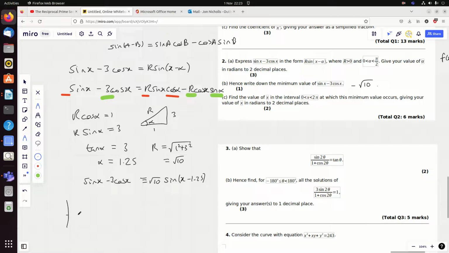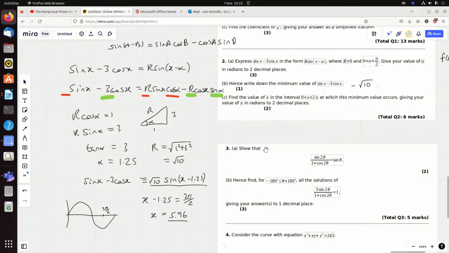Okay, find the value of x in the interval 0 to 2 pi at which this minimum value occurs. Well, sin normally gets to a minimum in radians at, what is that? That's pi over 2, that's pi, that's 3 pi over 2. In other words, you want your stuff to be 3 pi over 2. So x minus 1.25 is 3 pi over 2, and x is 3 pi over 2 plus 1.25, which is 5.96. Now, can I point out, if you did just set this whole thing equal to minus root 10, that would also work, but you're just going to do a couple of extra steps. Okay, that was 2. 3, let's do 3.